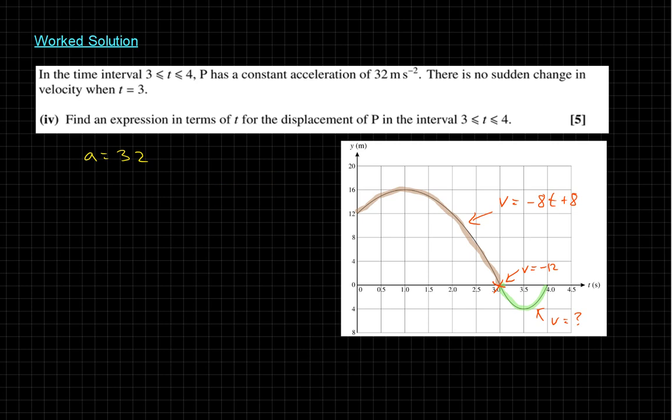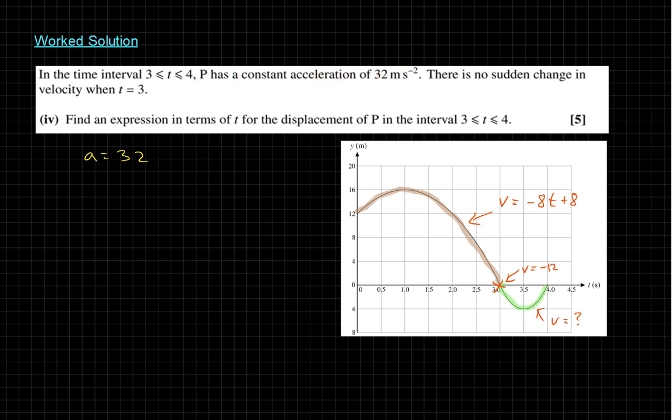Let me now read the question actually. Find an expression in terms of t for the displacement of P in that interval between 3 and 4. So basically we're trying to find the equation of this curve. Now we can use a bit of SUVAT because in this specific instant we're told acceleration is constant.